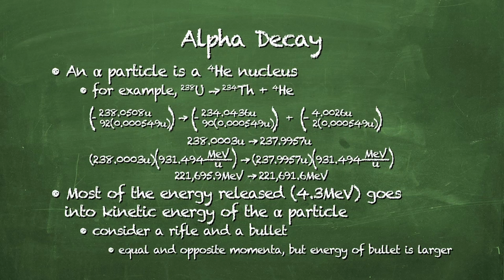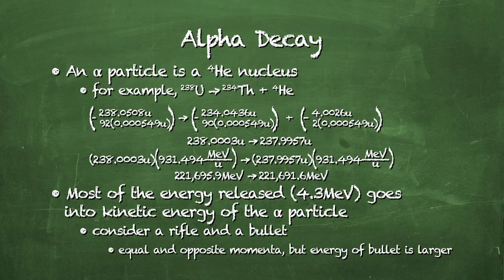The energy of the bullet is much, much greater than the energy of the rifle, and that's the same in this case, where the uranium-238 shoots out an alpha particle. The alpha particle is lighter, so it gets most of the energy.